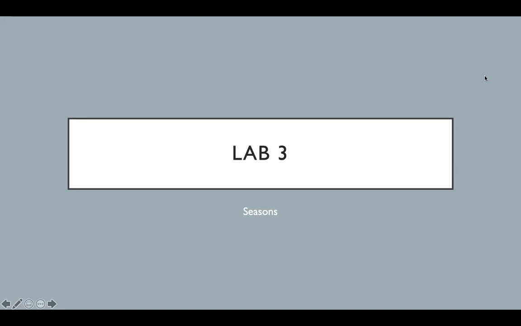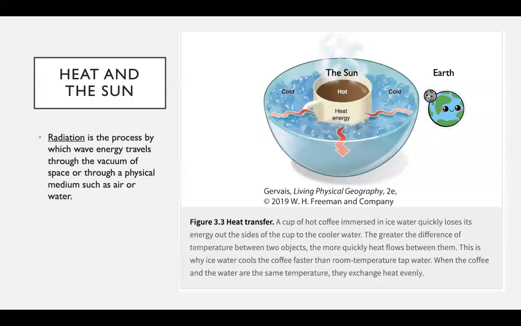We're going to talk about the zenith. We're going to talk about Earth's rotation and orbit and the axis of the Earth and how these all affect seasons. So first, we're going to talk about the heat transfer that the sun transfers to the Earth.